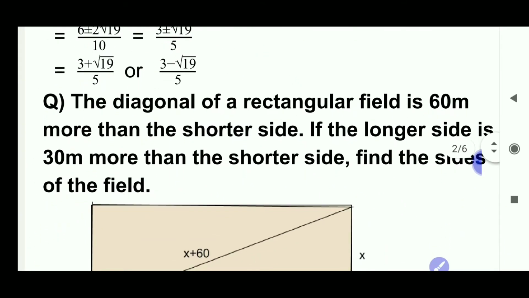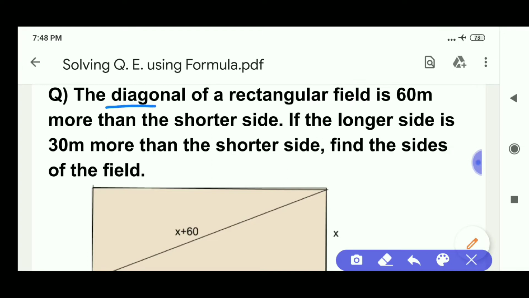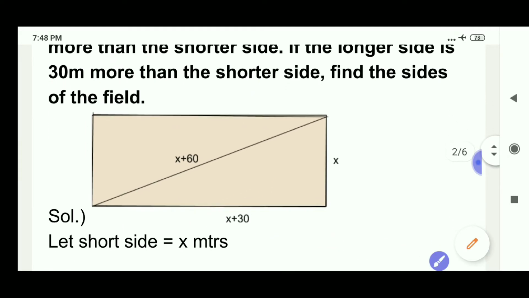A beautiful question. Observe carefully. The diagonal of a rectangular field is 60 meters more than the shorter side. Let the shorter side be the breadth. If the longer side, that means the length, is 30 meters more than the shorter side, then find the sides of the field. Observe the figure carefully.